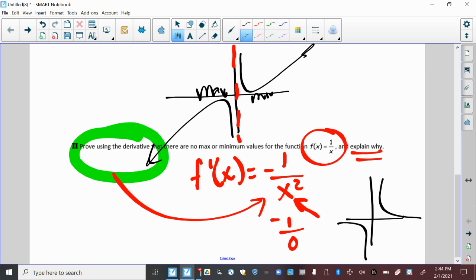So yes, this is what the graph looks like, but you need to correctly explain, it's only a sentence or so, why you cannot get a value for x that would tell us where there's a possible max or min value. Okay? So again, if you want to fix it and resubmit, that's fine.